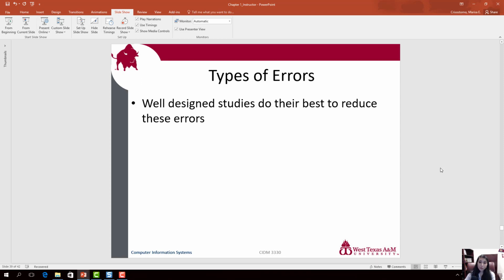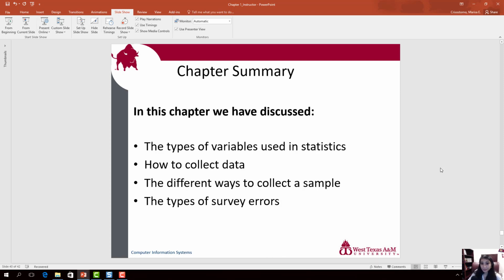Well-designed studies do their best to try to reduce errors such as measurement error and coverage error. Non-response error is a little bit harder to control, especially if you're doing a voluntary survey. But well-designed studies really try to reduce these types of errors. So in this chapter, we've discussed the types of variables using statistics, how to collect data, different ways to collect a sample, and the types of survey errors.